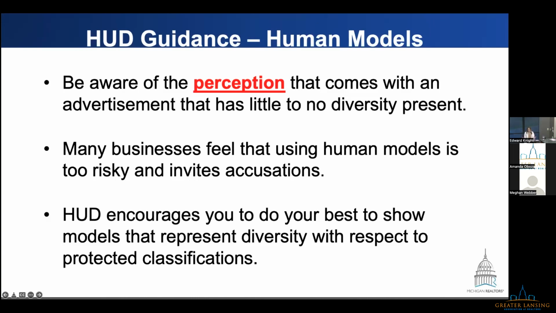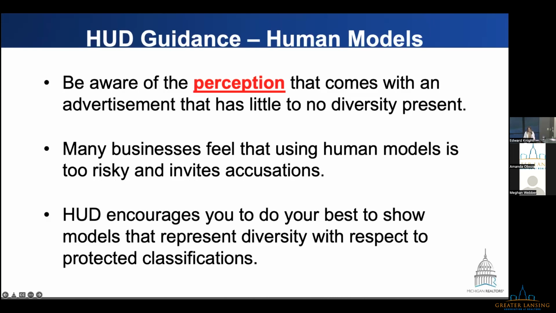We're not advertising for a type of person, and using a human model really just opens the door to fair housing scrutiny and potential fair housing liability. So the general rule, or I should say best practice here, is to avoid using human models in any advertisement for housing, because, to be frank, it's just too easy to mess it up.